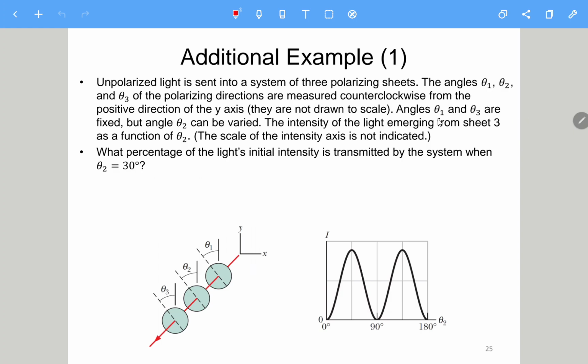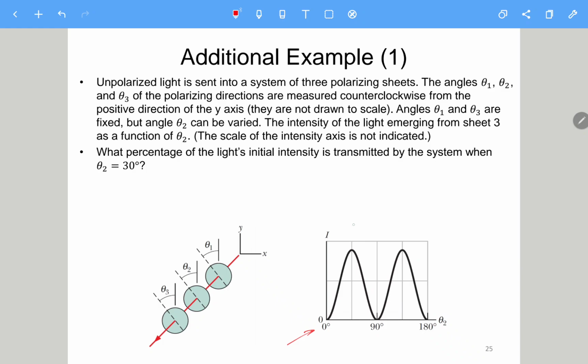So far theta 1 and theta 3 are fixed, but we do not know what theta 1 and theta 3 are yet. So the first thing we need to determine is the values of theta 1 and theta 3. We don't have too much information. The only information is this figure, so we should be able to find some clues about the values of theta 1 and theta 3.